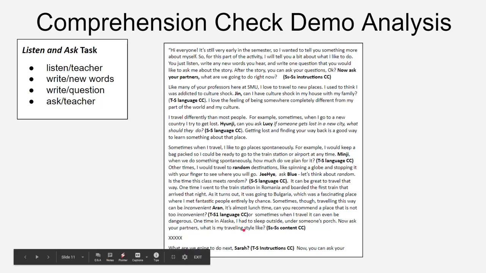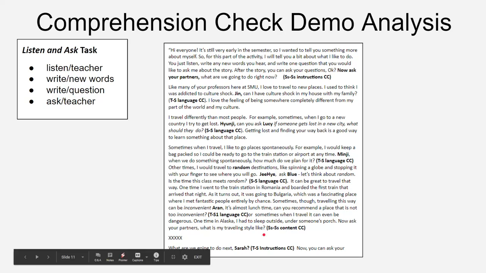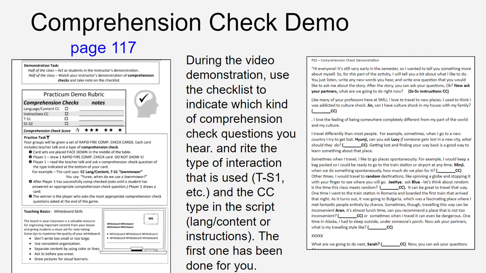And finally, well, second to last, we have tell your partners what's my traveling style like. That's more about content than language. It's more about, did you understand what I was talking about in general, about the ideas? And that's a pair work comprehension check question.